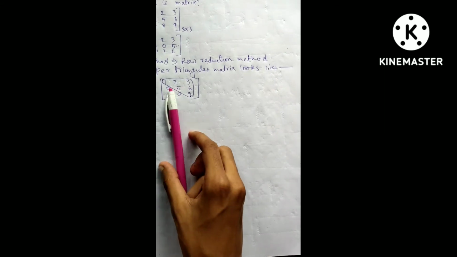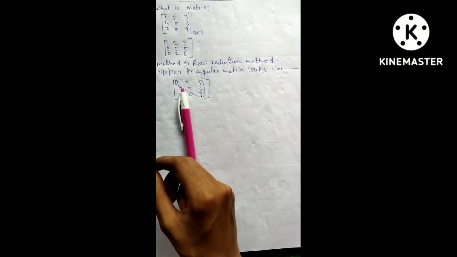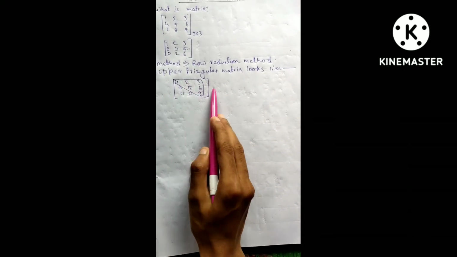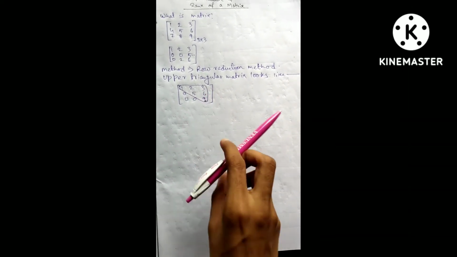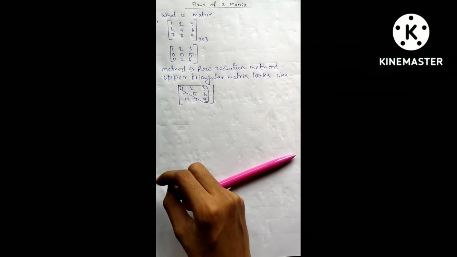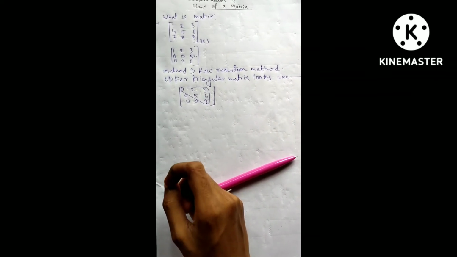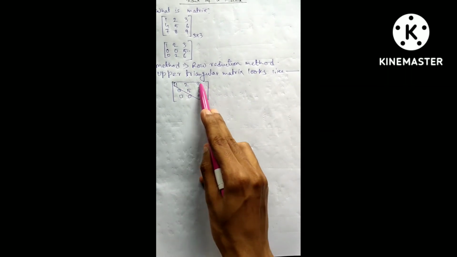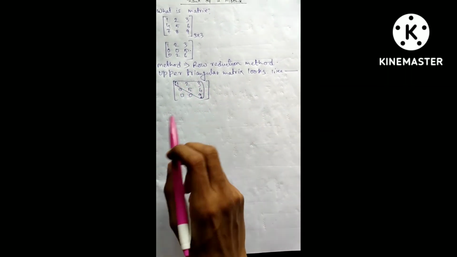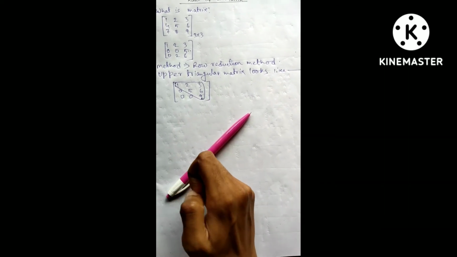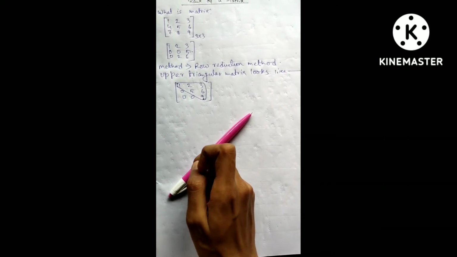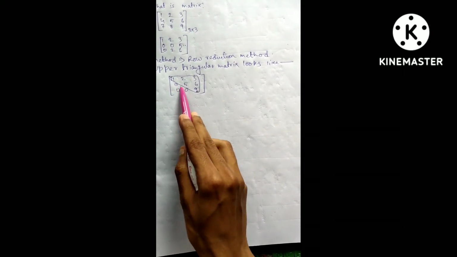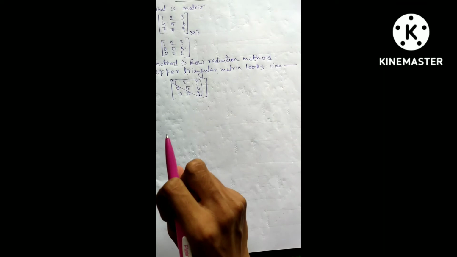operation we make the matrix an upper triangular matrix, and an upper triangular matrix looks like this. All the elements above the diagonal are non-zero. Fine. But under the diagonal, all the elements must be 0.